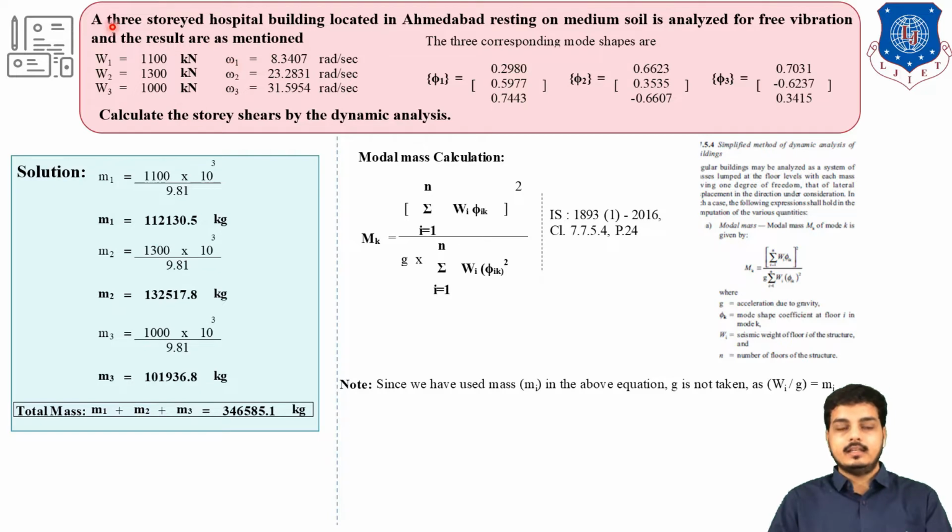Now here in the question itself, W weight is given, omega, the natural frequency, is given, and there are three corresponding mode shapes, phi 1, phi 2 and phi 3, which are given. It asks to calculate the storey shear by dynamic analysis. So this is a dynamic analysis.